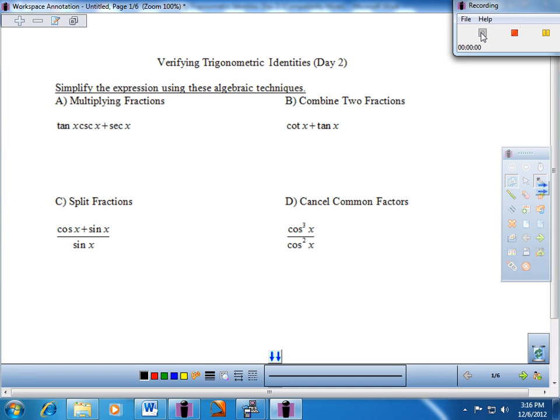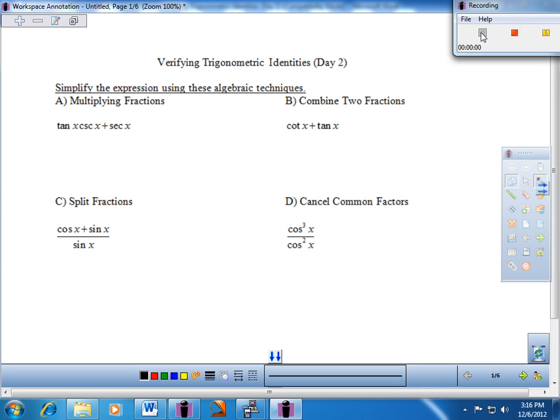Welcome. Today we're going to be taking a look at the notes worksheet entitled Verifying Trigonometric Identities Day 2. And so today what we're going to be doing is practicing some of the things we looked at yesterday. The good news is all of the developmental piece has been taken care of, and now it's just a matter of getting some practice and getting experience with this.